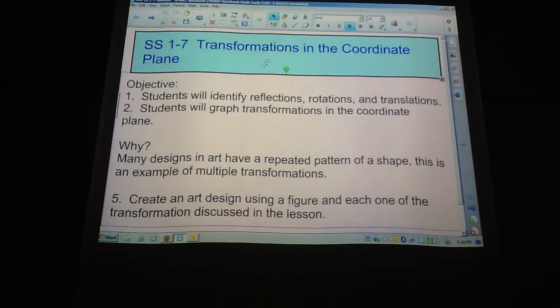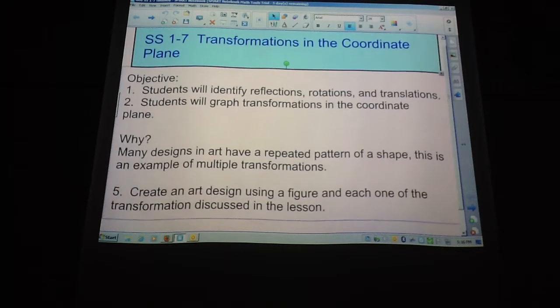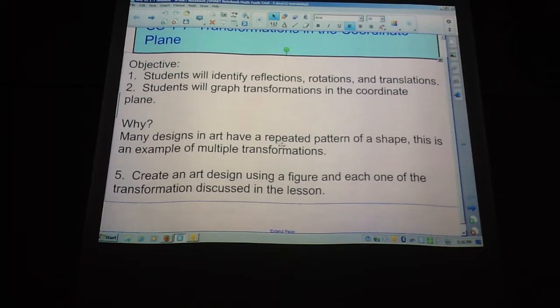Alright, so for notes today, we have section 1-7, which we already said was transformations in the coordinate plane. Looking at the objectives today, we're going to identify some reflections, rotations, and translations. Some of you might already know what this is about. And then we're going to graph those transformations in the coordinate plane. Again, you can read through the Y by yourself.